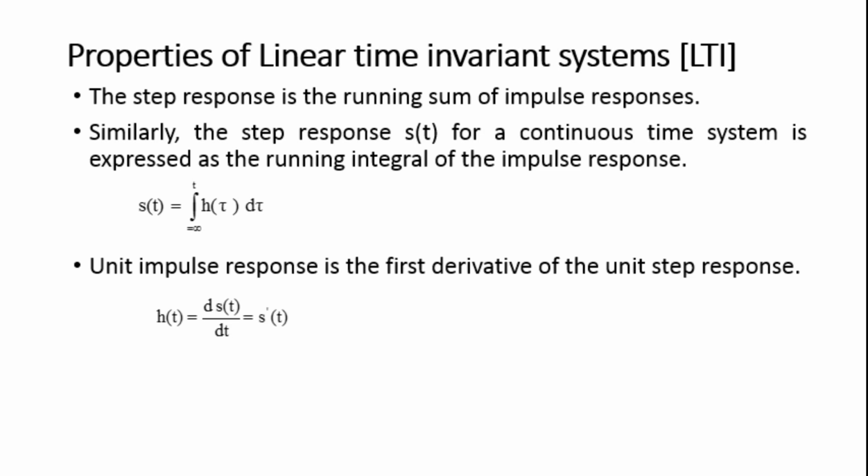Similarly, the step response s(t) for a continuous time system is expressed as the running integral of the impulse response. Then s(t) is equal to the integration from minus infinity to t of h(tau) d tau. The unit impulse response is the first derivative of the unit step response. Then h(t) is equal to the differentiation of s(t), that is ds(t) divided by dt, which is equal to s dash of t.